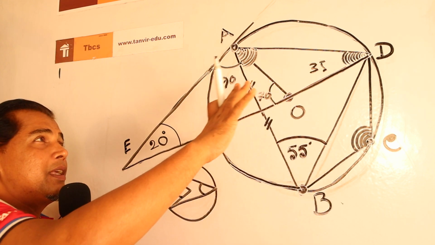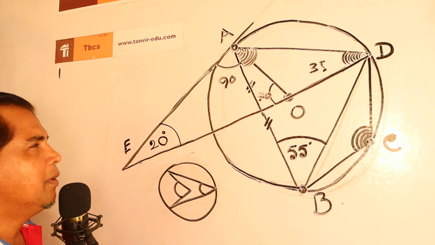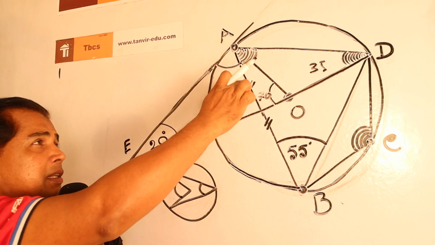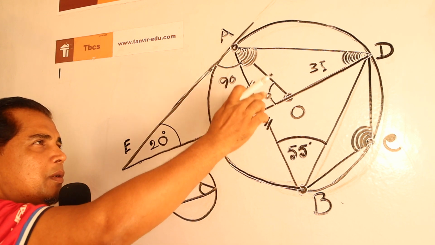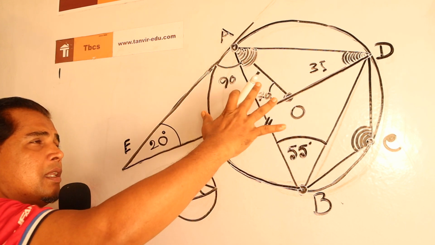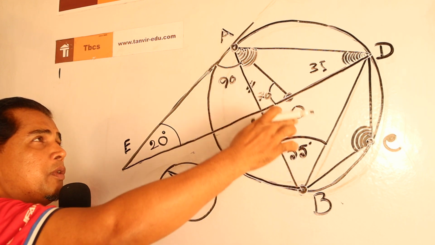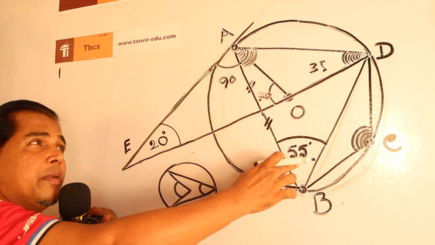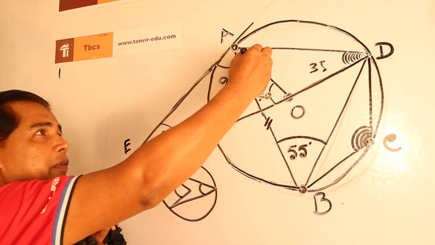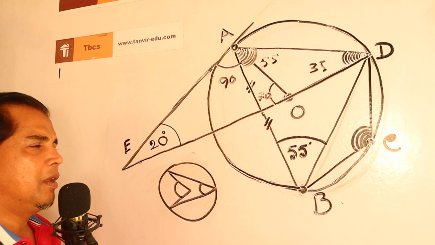Now I am going to the second target. It was given that this side and this side are equal, so this is an isosceles triangle. Two sides are equal, so the opposite two angles will be equal. As this is 55, that will be 55. So the second one is solved.